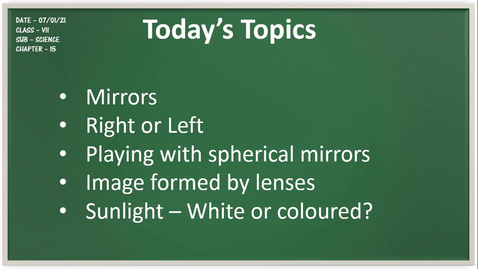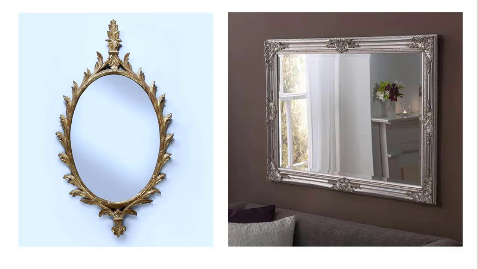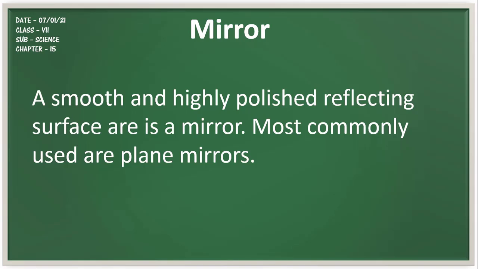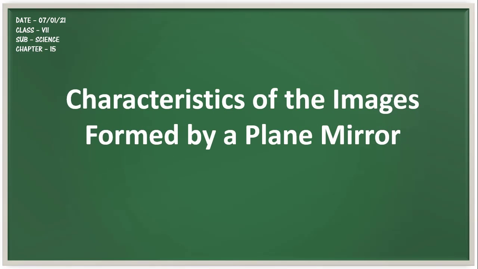So, what is a mirror? Mirror is a smooth and highly polished reflecting surface. Most commonly used mirrors are plane mirrors. Now, characteristics of the images formed by a plane mirror.